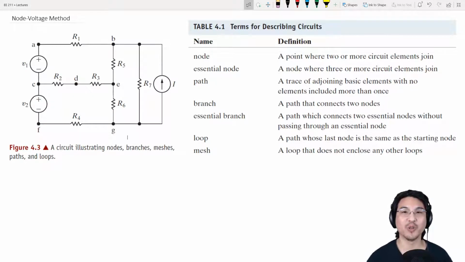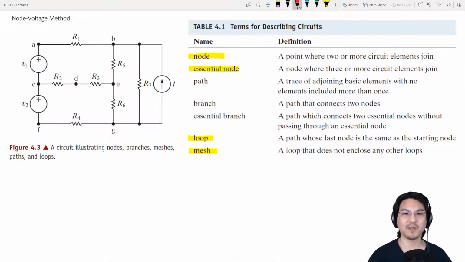Everybody. So new topic. We're going to talk about the node voltage method for analyzing circuits. But let me start by going over some vocabulary and terminology. So I want to focus on these four: nodes, essential nodes, loops, and meshes.